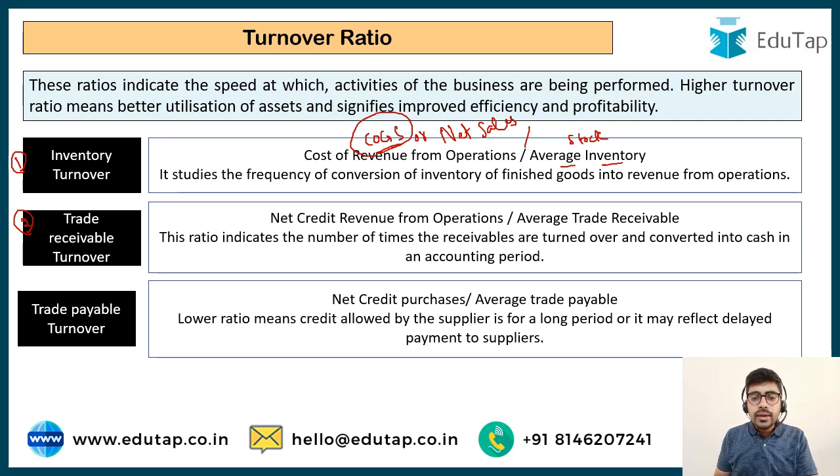So in the numerator, read it very carefully, we have net credit revenue from operations. We have net credit sales. So if we are talking about debtor turnover ratio, the debtors are only going to arise if we sell goods on credit. If we sell goods on cash, there is no question of debtors. So that's why in the numerator we have net credit sales and we are dividing it by average trade receivables, okay, by the average debtors or the average amount of money that you have to receive for the goods that you have sold. So this ratio is going to indicate how receivables are turned over and converted into cash in the accounting period.